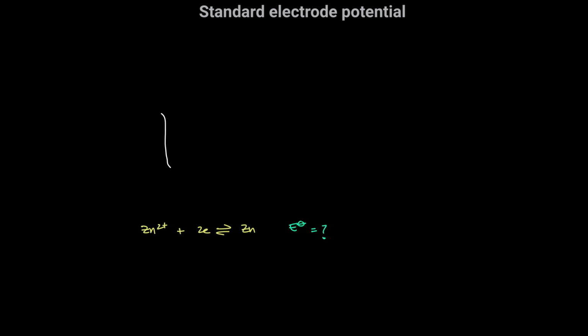So here, of course, if you look at the zinc half cell, we have a metal in equilibrium with its ion. So we're going to use a zinc electrode, this zinc metal, and our electrolyte will be 1 mole per decimeter cube solution of Zn2+ ions. We want to determine the standard reduction potential for this particular reaction. So we're going to connect this electrode to the standard hydrogen electrode. That is our standard reference point.